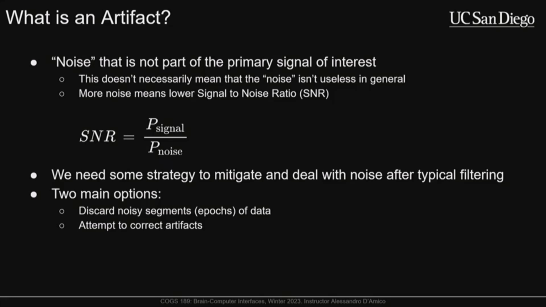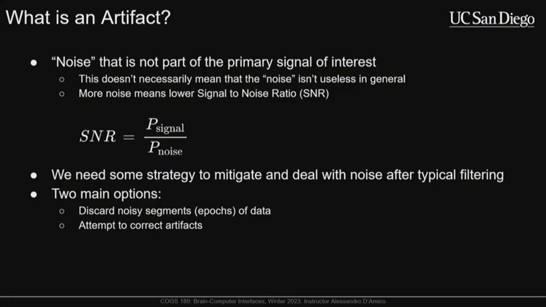And it works really well for a lot of different types of artifacts. But there are some that you can't just filter out. And in those cases, we have to make some decisions about what we want to do with our signals. So we either want to discard noisy segments. So for example, let's say we're doing a P300 speller and we detect some artifact in a particular epoch. We can either just say, okay, I hate that epoch, let's get rid of it, let's not analyze that data.